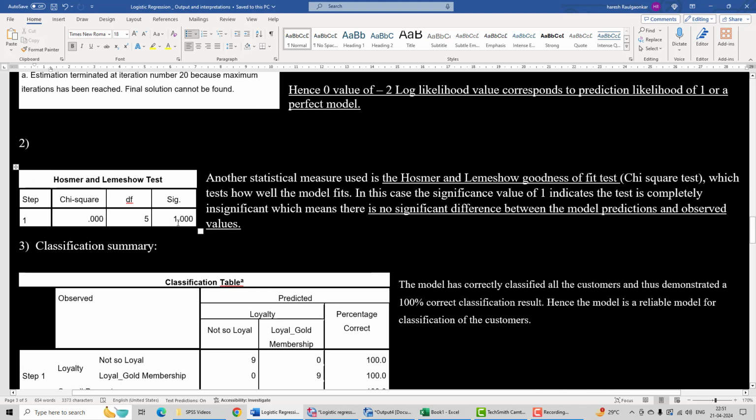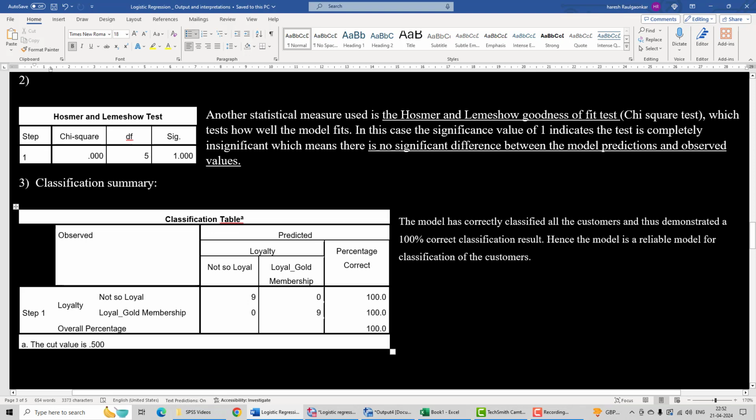Second is Hosmer-Lemeshow test, which is a chi-square test. Here, if the significance is equal to 1, then we say that the model is insignificant, and that means there is no significant difference between the model predictions and observed values. Okay, so which is also a requirement for a good model.